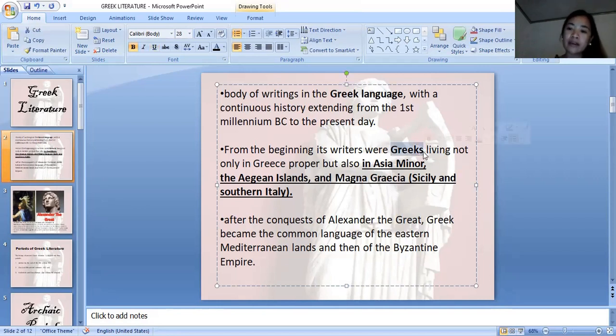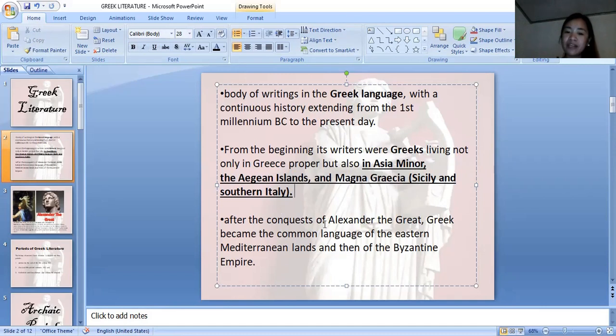Next, from the beginning, its writers were Greeks, of course. So it's Greek literature, the writers were Greek, but not only those Greek na nakatira sa Greece proper, but also in Asia Minor, the Aegean Islands, and Magna Graecia. Again, ang mga writers are not just from Greece alone. Technically, the Greeks are the writers, pero hindi lang sila sa Greece nakatira. Baka tatandaan itong tatlong ito.